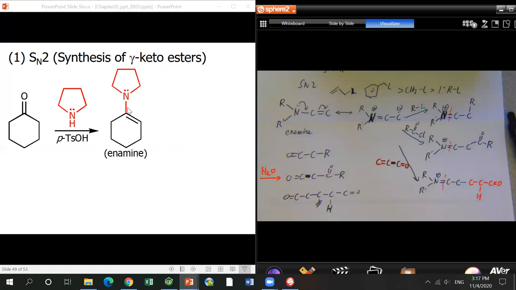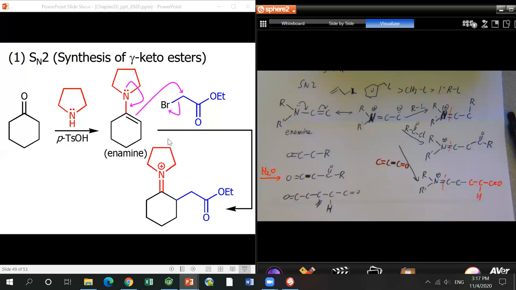You see that the carbon connects to the nitrogen by a single bond. Then the electrons shift, and the real bond build-up is between this alpha carbon and this electrophilic carbon, kicking off the leaving group. Keep in mind, note here the final product. Then you can do the hydrolysis, which cleaves off the nitrogen part.